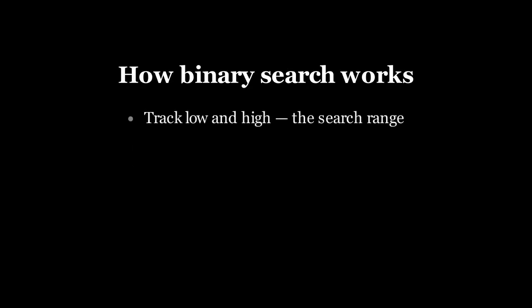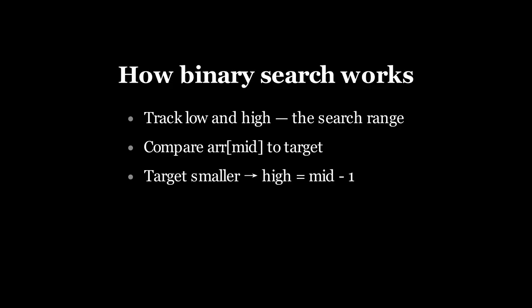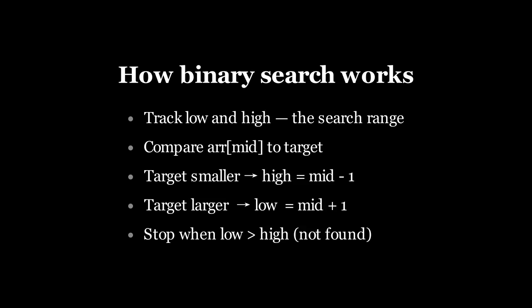The algorithm is simple. Keep two pointers, low and high, bracketing the search range. Compute the middle. If the middle is your target, you're done. If the target is smaller, move high to mid - 1. If it's larger, move low to mid + 1. Repeat until low passes high, meaning the target isn't there. Log base 2 of n steps. 20 steps for a million items.